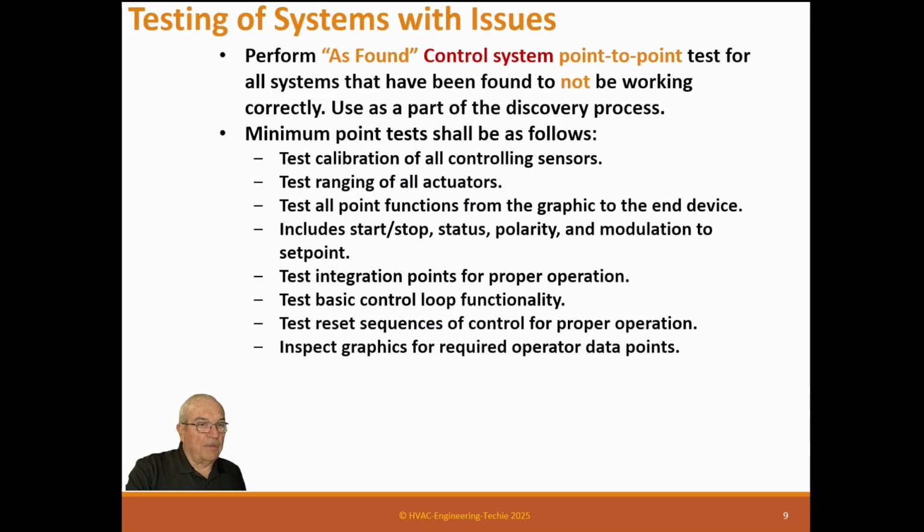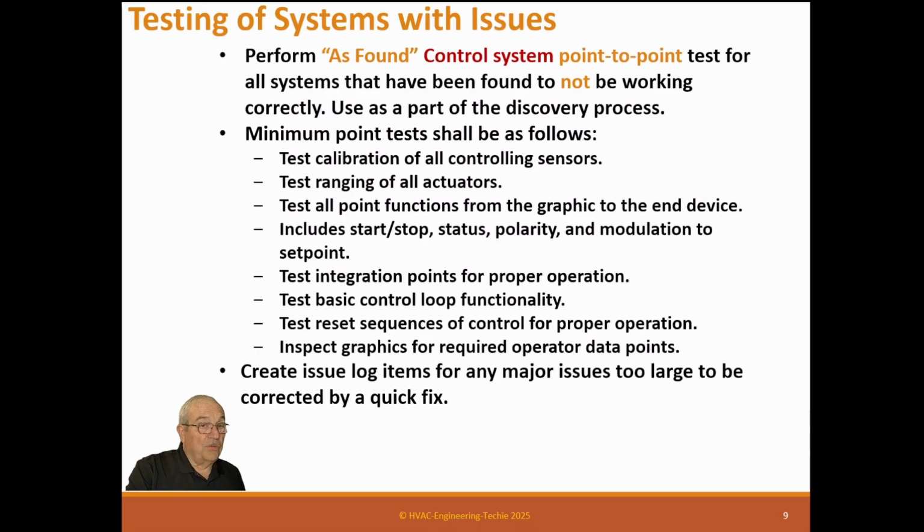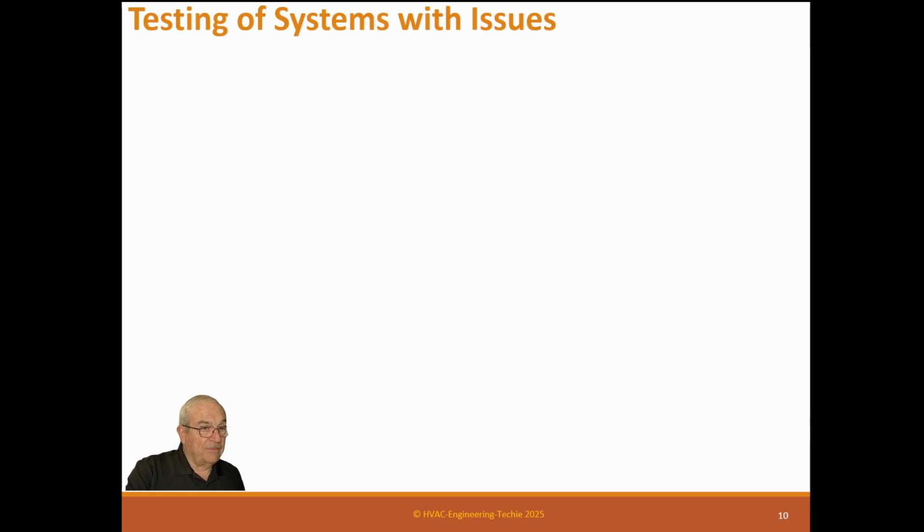Inspect graphics for required operation data points. Do they have enough points to actually operate the system? The reason I'm saying that is because a lot of engineers don't actually know what points are needed, or don't even say. They just say it's going to be on a graphic. The control guys will put the points they normally do. They don't really know if they need that point. And operators don't normally have a voice. No one asks. Well, you should have enough information to say, I couldn't operate this system without that point, so I need to show that point. Create issue log items for any major issue too large to be corrected by quick fix.